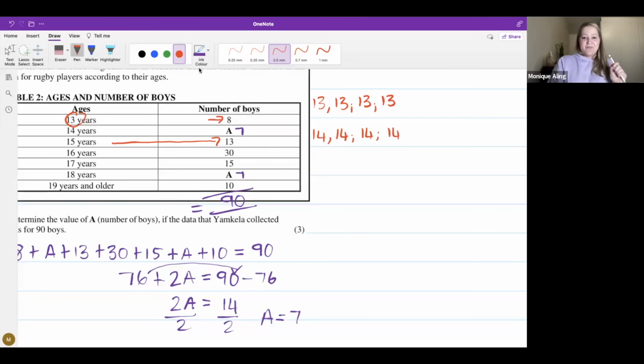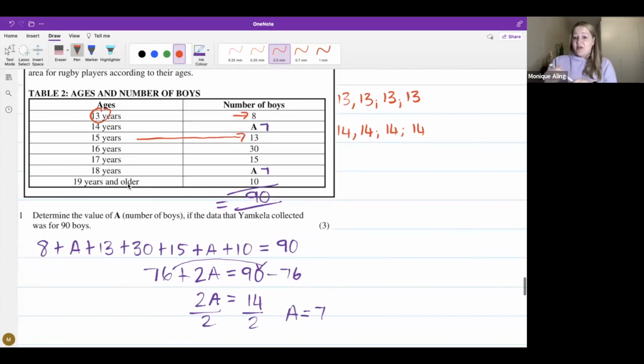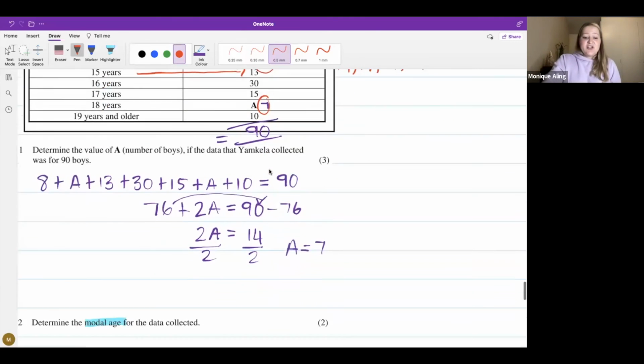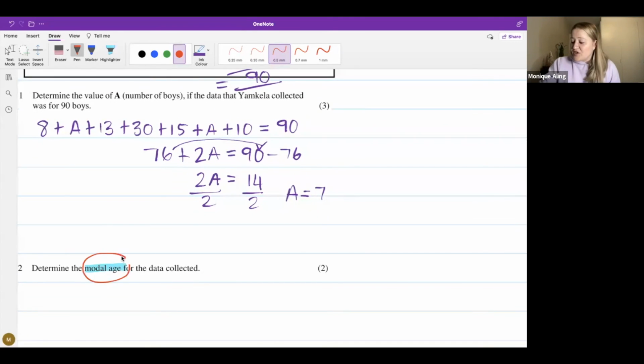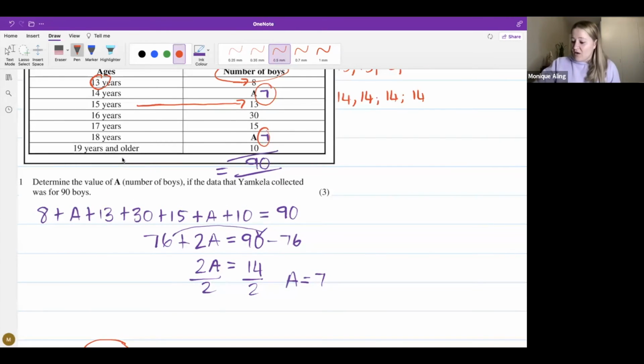Okay. So if they're asking what is the modal number of boys, then our answer would be 7. But the question asks for the modal age. Which age do we see the most of? Which is indeed 16, because there are 30 16-year-olds. So if we had to rewrite this data, we would see 30 16s listed.